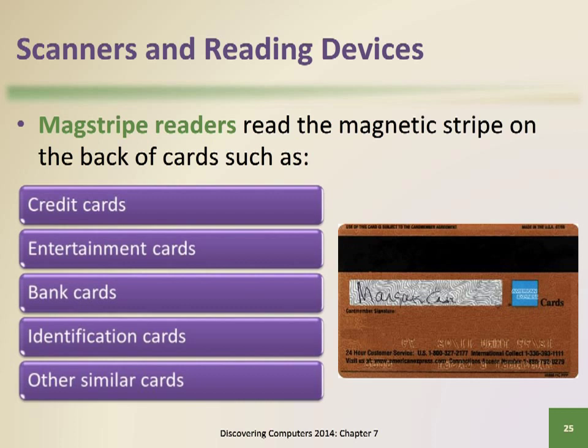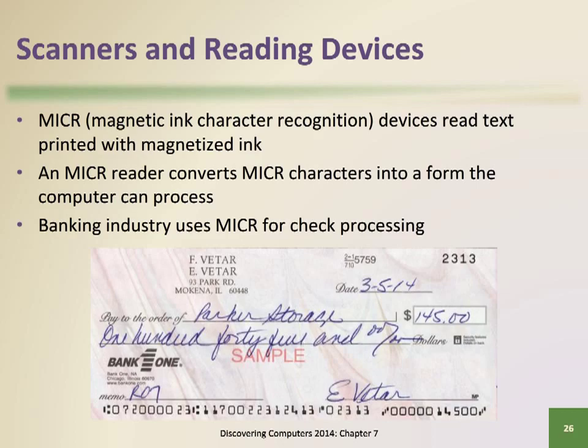The magnetic stripe on the back of cards contains information identifying the card user and other related information, and is read by magstripe readers. Character recognition devices read text printed with magnetized ink. The banking industry almost exclusively uses magnetic ink character recognition for check processing.